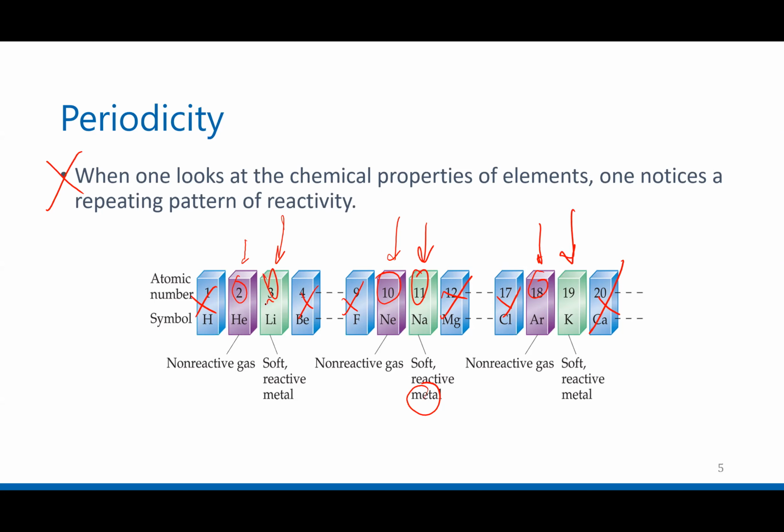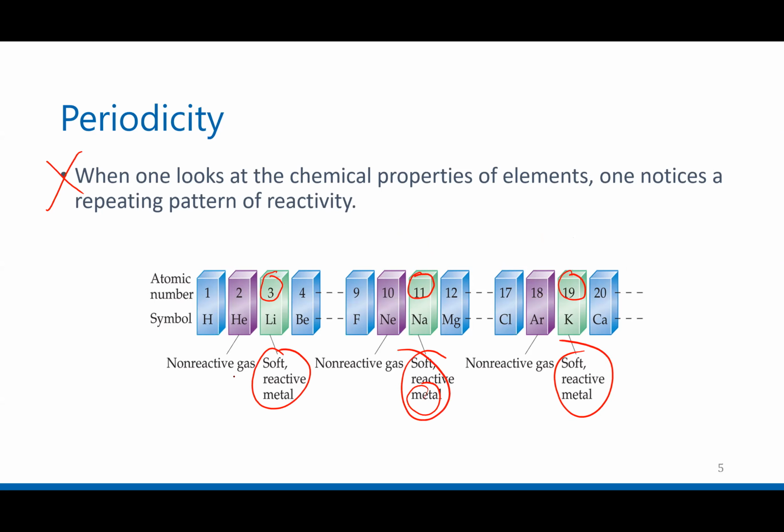All right, and the last metal, K. Again, 3 plus 8 is 11. Let me clear my screen here. It's getting messy, isn't it? Don't worry, the colors mean nothing. The colors are just grouping them up. So green, 3 plus 8. Green, 11 plus 8. The other green one, 19. They're all soft reactive metals.